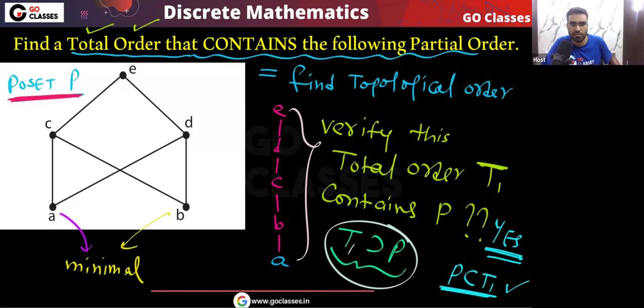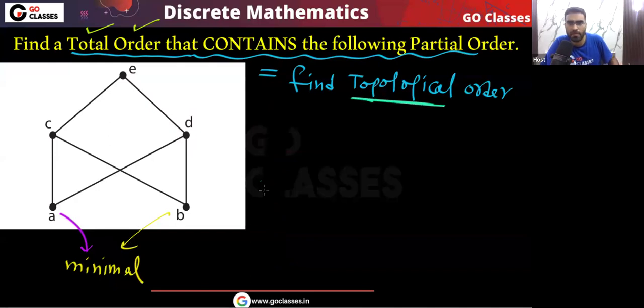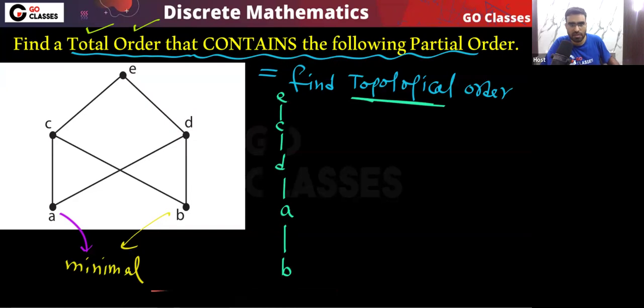Okay, what other? Can you give me some other topological order? Can you give me some other total order which contains this partial order? Yes, for example, I can start with B, then I can take A, then I can take D, then I can take C, then I can take E. This is also correct. Yes or no?